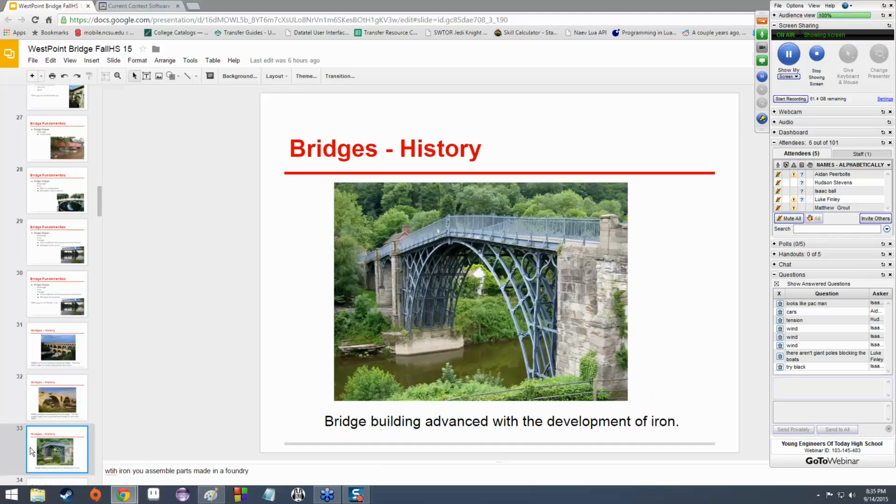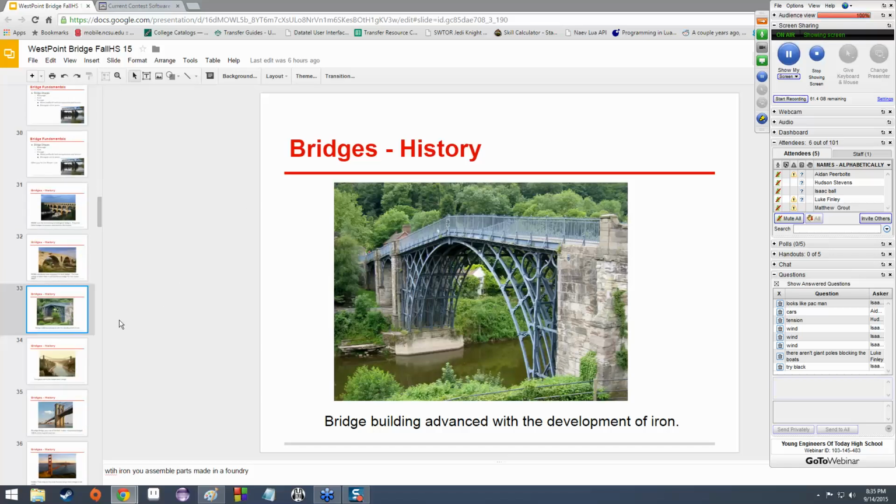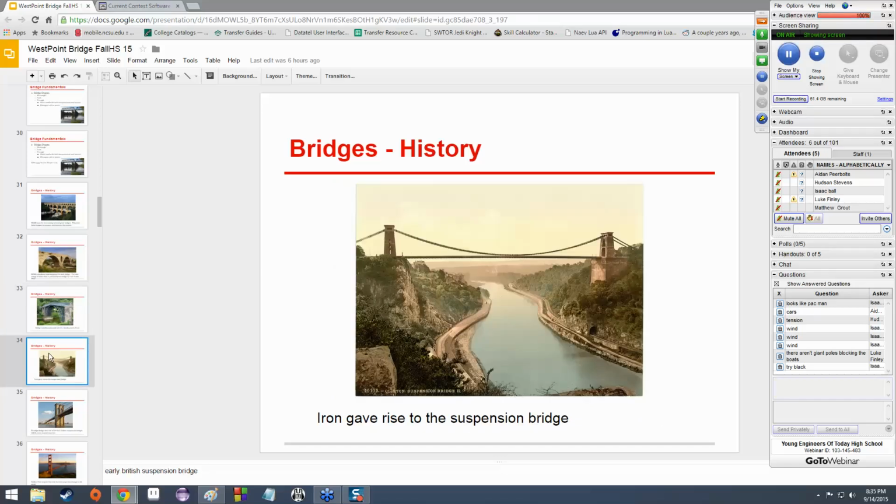The parts could be assembled in a foundry and just sort of welded together when they got here, or riveted together, or whatever. So that is definitely, you know, a big improvement. It also helped that there was enough strength in it and enough tension in it that you could create things like the suspension bridge. Suspension bridge is huge for bridges as well.